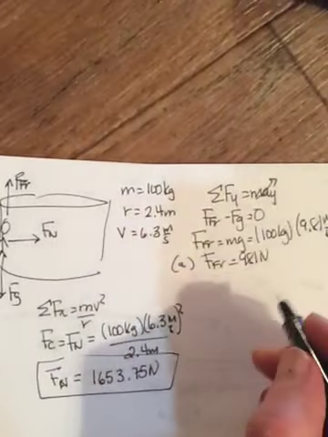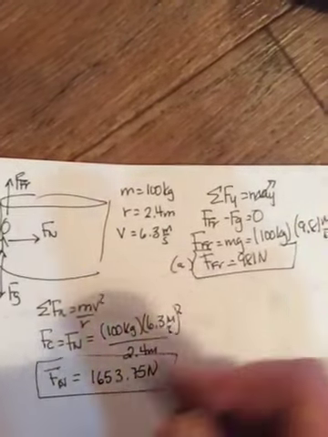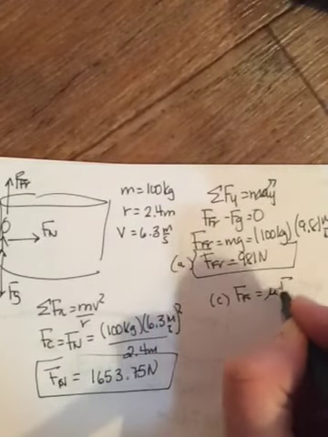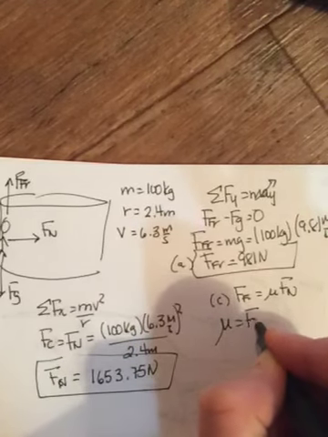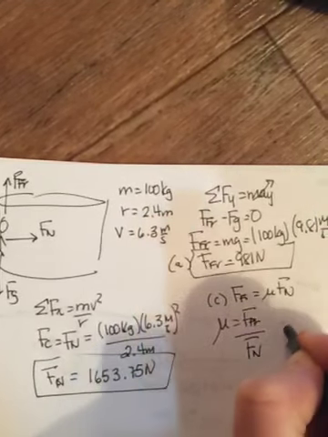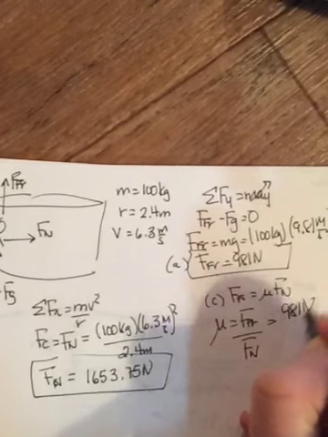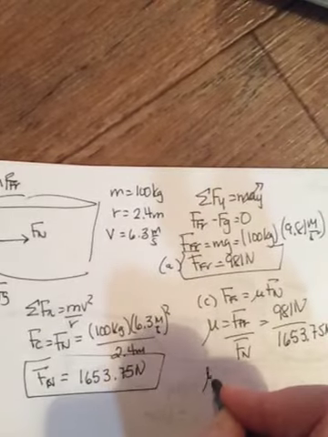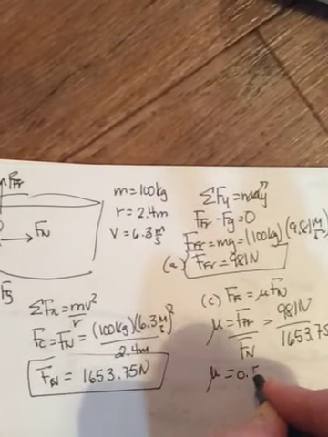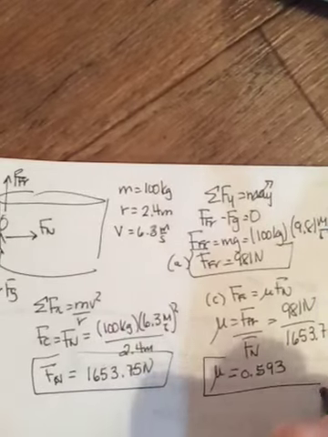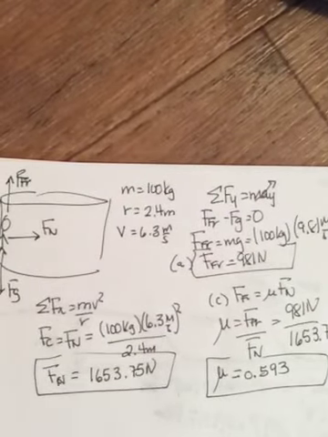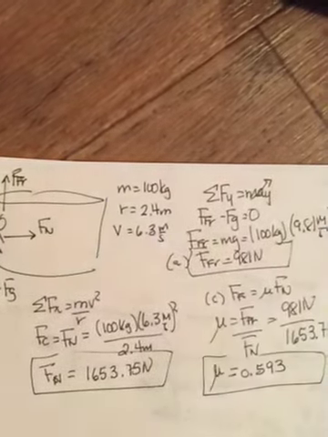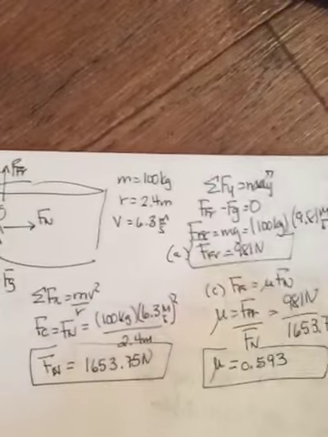C says, what is the minimum coefficient of friction? Well, you have friction and you have Fn, so you should just be able to do F_fr is equal to mu Fn. So mu is equal to friction over Fn. So 981 newtons over 1,653.75 newtons, and you should get a mu of 0.593. Then it says, should it be bigger or less than that? Well, I think you might want it to go bigger, just because if he's going to slide, it would probably be good to have it a little bigger.